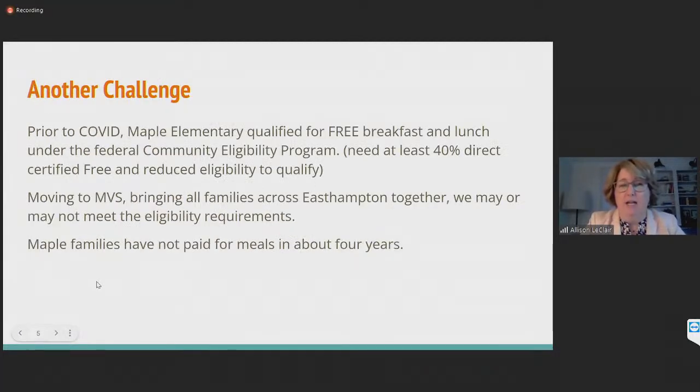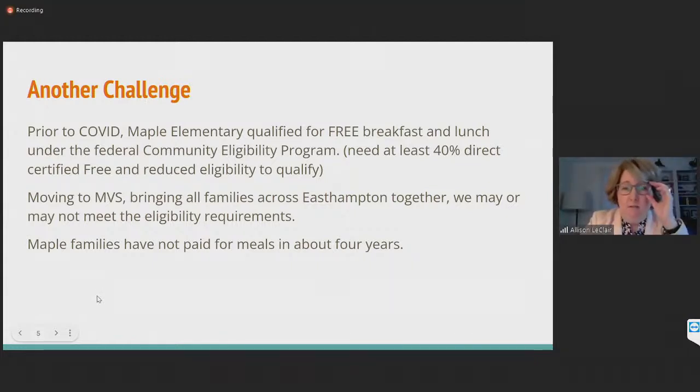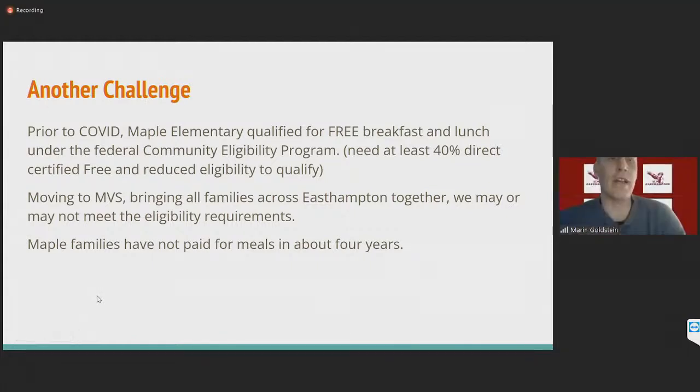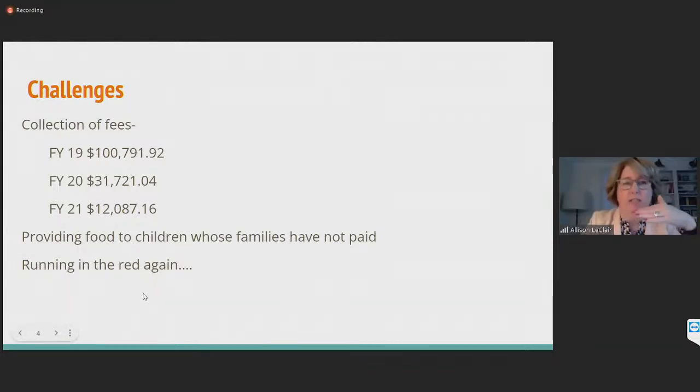Another challenge prior to COVID, I don't know if anyone here remembers. Claire, can I ask a quick question on that though? Sorry. Go ahead. Was that cumulative or was that individual on the last slide? So as of FY21, did we have a total of just $21,000 or $12,000? $12,000, yes. That was cumulative.